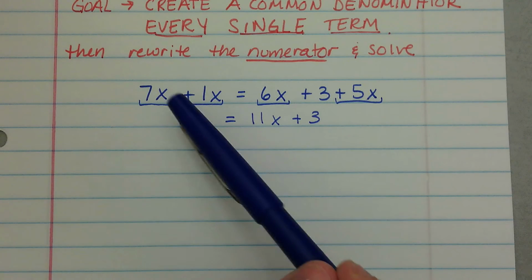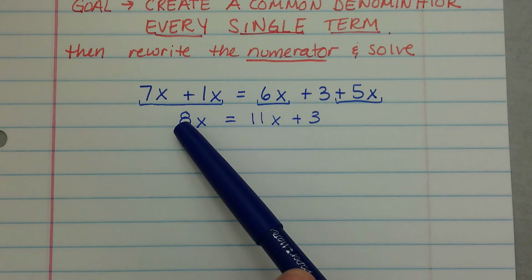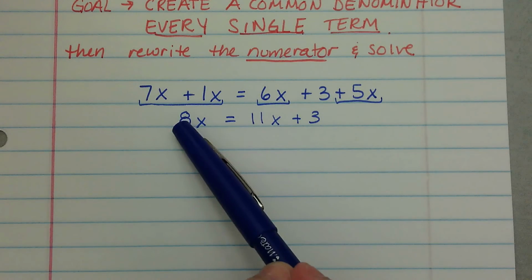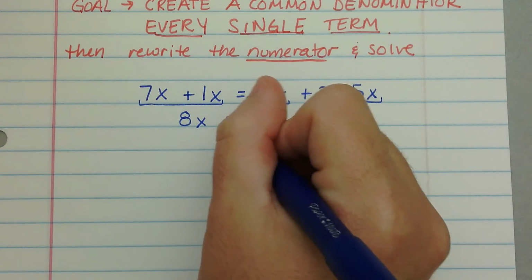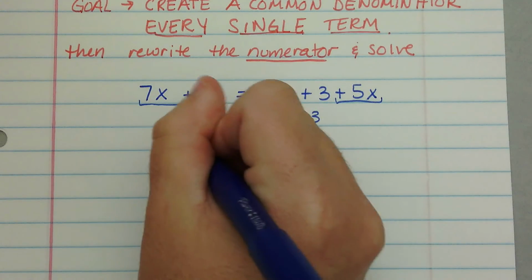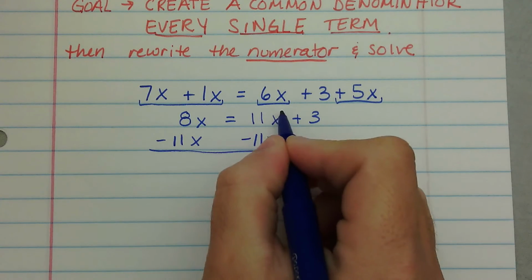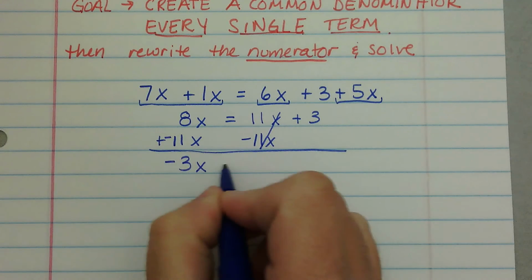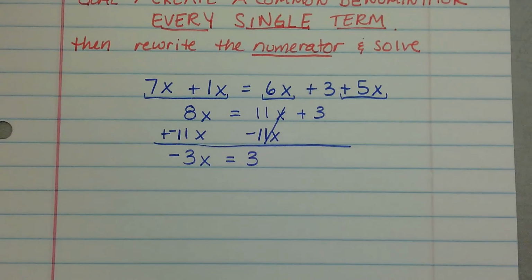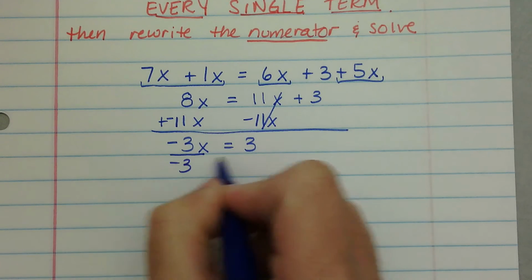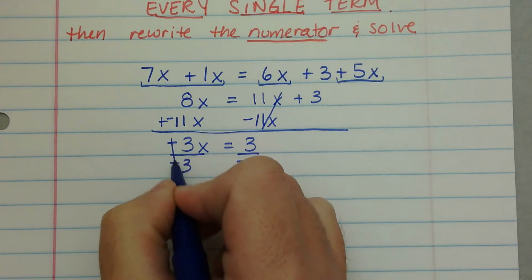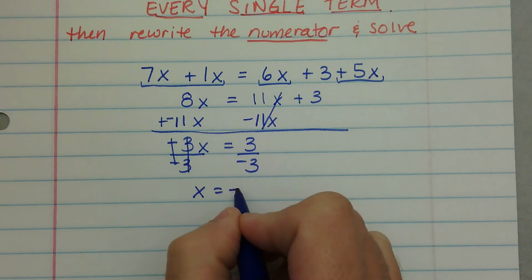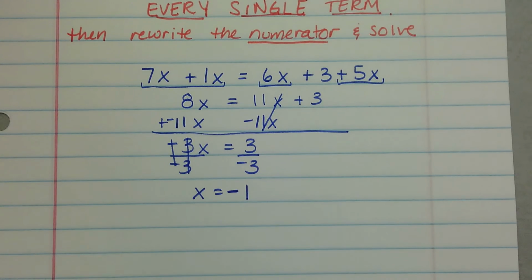My next job is to get my like terms, or my x's, on the same side. So I'm going to move that 11. Remember, I have to move the 11. I can't move the 8 because if I move the 8, it'll be empty. Can't have an empty space. So we're going to subtract 11x on both sides. Notice the work I'm showing. The 11's cancel. 8 plus negative 11 is negative 3x. Bring down your 3. And then you're going to divide both sides by negative 3. Negative over negative is positive. 3 over 3 becomes 1. Positive over negative is a negative. 3 over 3 is 1. And there's your answer.